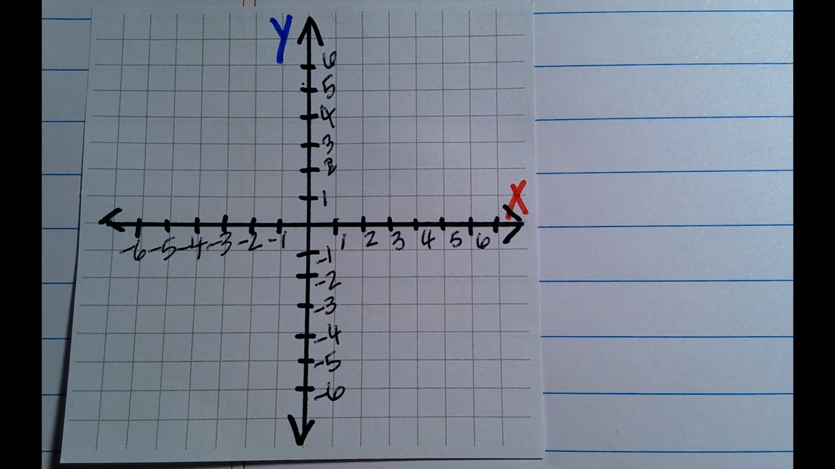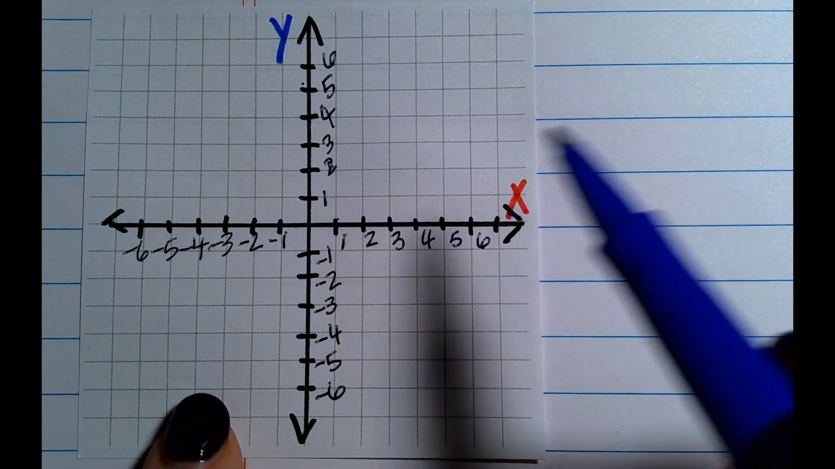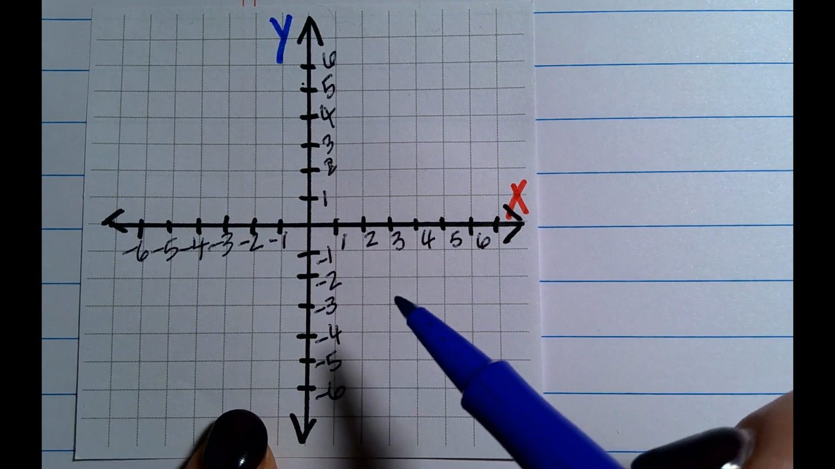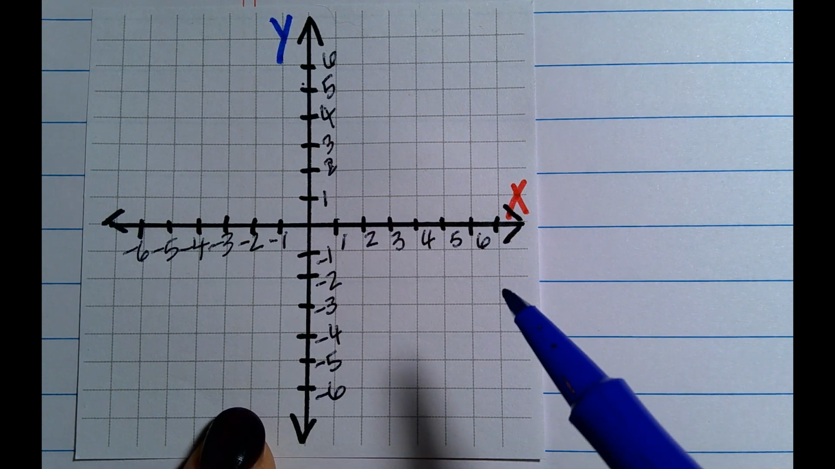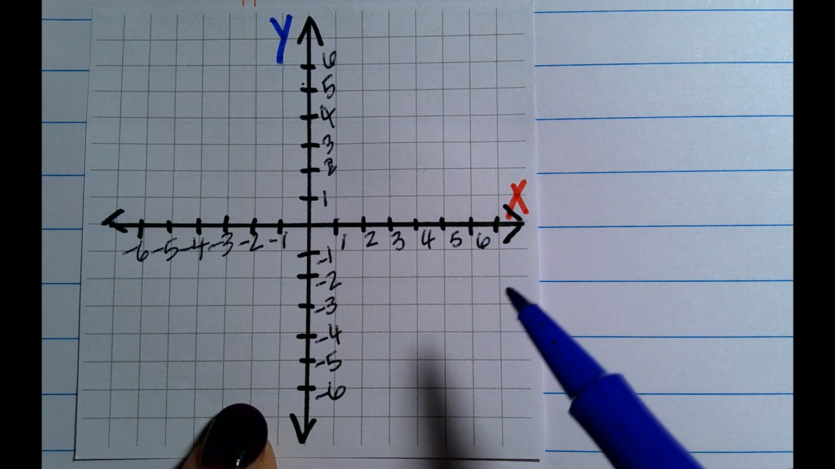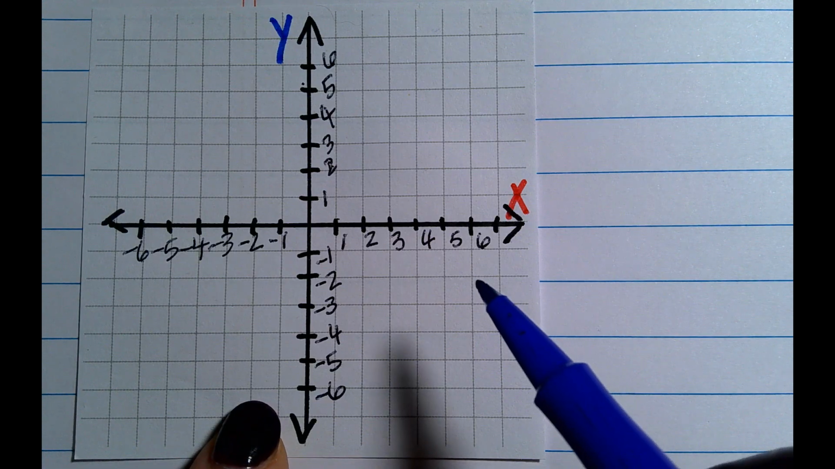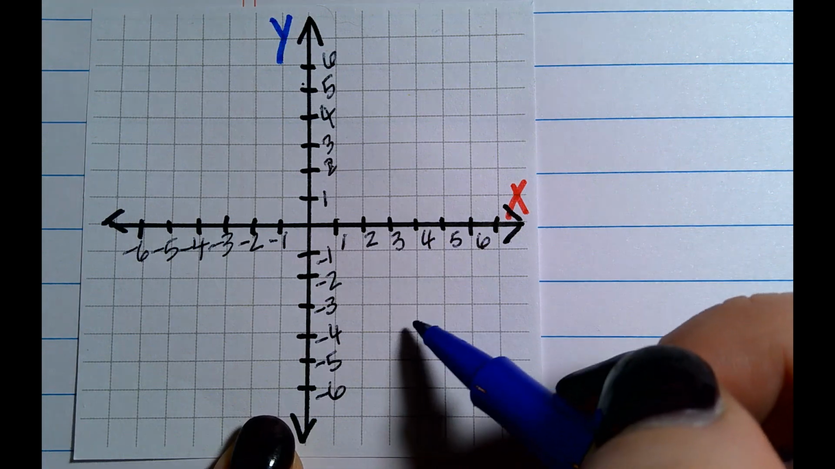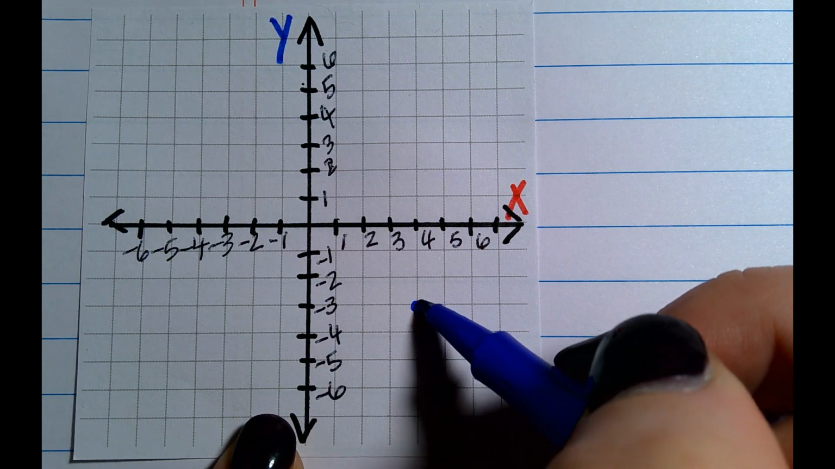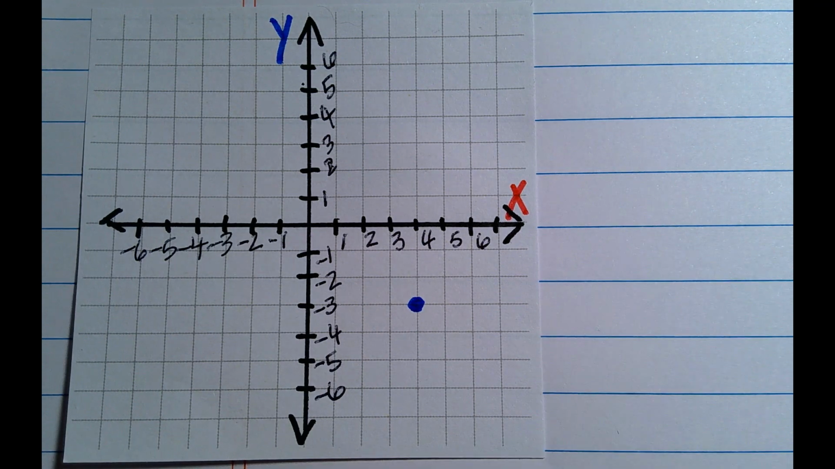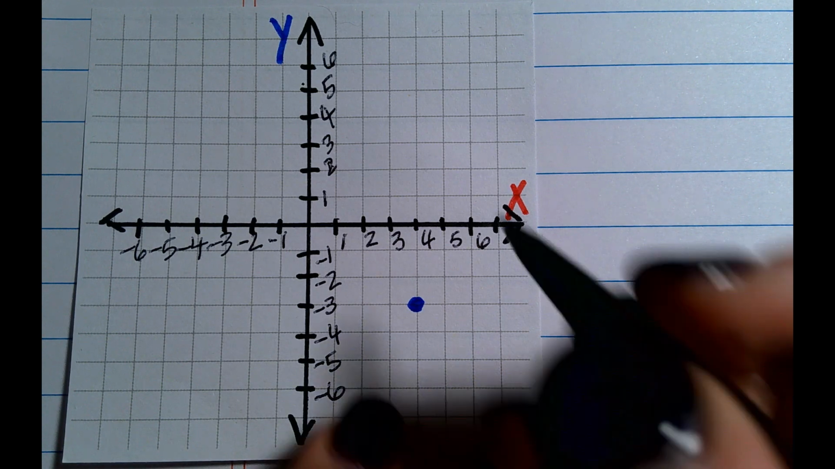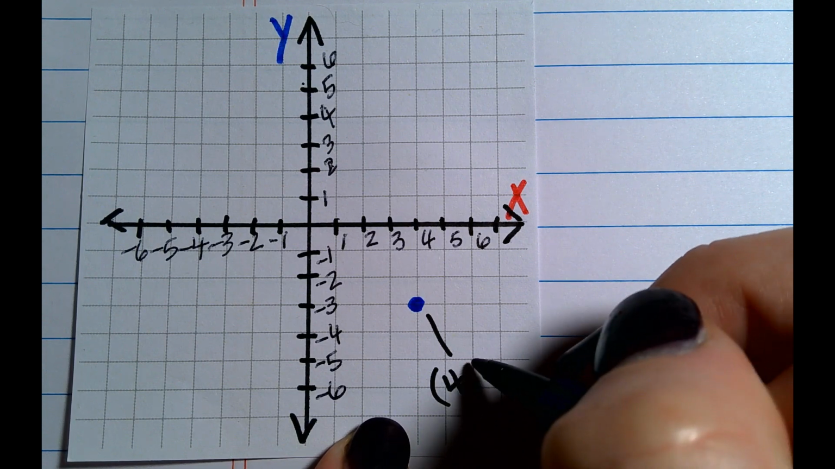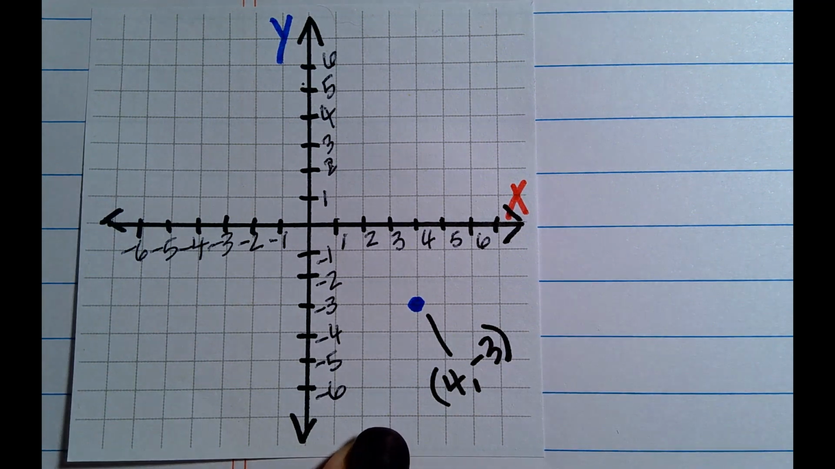So, the first point, we're going to put it at, let's see, over 4 on the x-axis, down negative 3 on the y-axis, so right here. And I will label that. That is 4, negative 3. There's my first point.